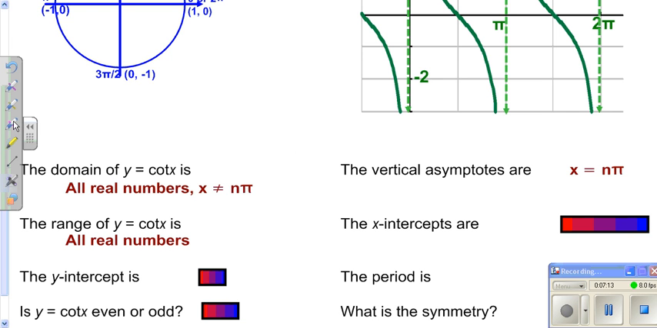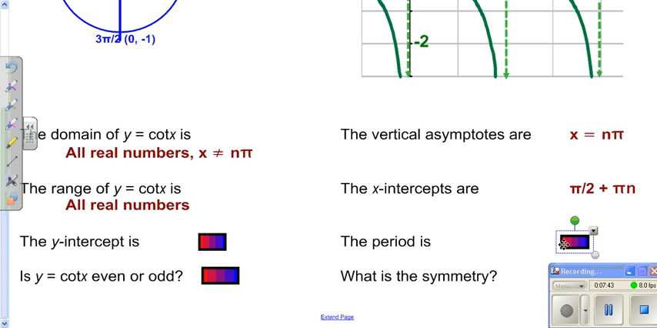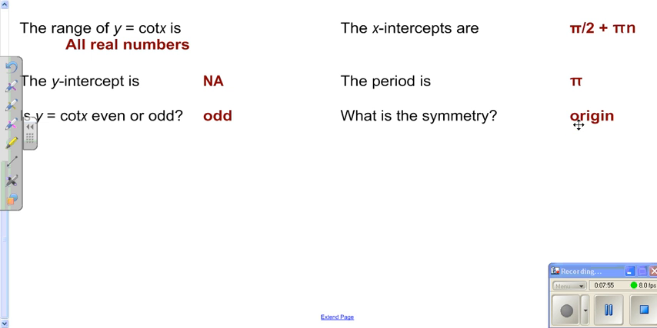Your x-intercepts: you're crossing here at pi over 2, go pi to get to this one. At 3 pi over 2, go pi, get the next one, 5 pi over 2. Also go backwards a pi to get to -pi over 2. So your x-intercepts are really at pi over 2 plus a multiple of pi. Your period, you're going from 0 to pi, and then it starts to repeat again. So your period is pi. Your y-intercept is 0, or not available because you have a vertical asymptote there. It's an odd function, so therefore it's symmetrical about the origin.